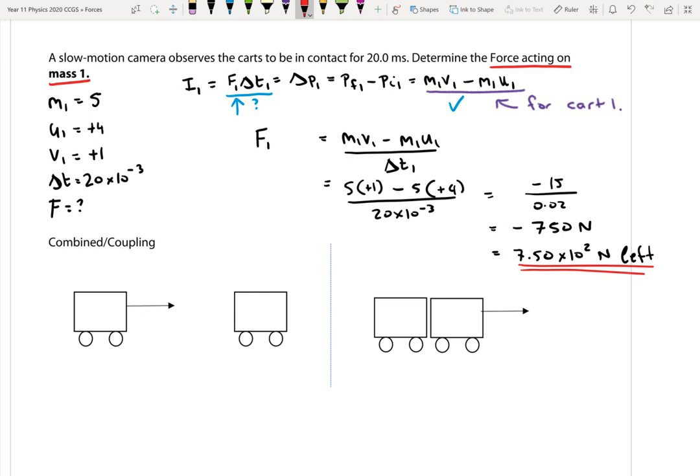We could have done exactly the same thing. Newton's third law says that this number here would be equal and opposite. So if time is the same, which it was, then this numerator would have to also be equal and opposite. So the change in momentum of mass 2 would be 15 kilogram meters per second right. The force acting on mass 2 would be 750 newtons right. Okay?